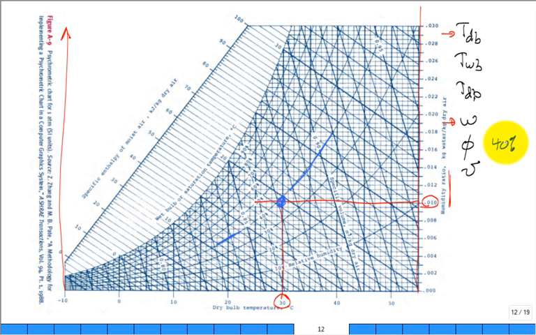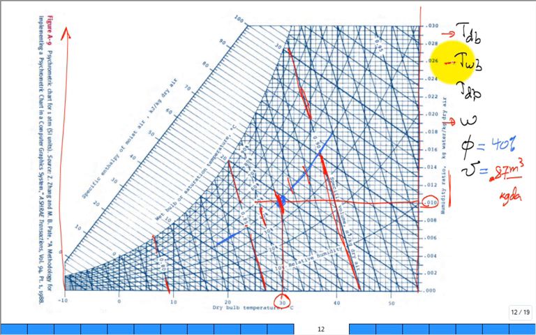Now, what's the specific volume? That may be the next easiest. Well, where are lines of constant specific volume? This is a line right here of constant specific volume, and here's one with a number, and here's another. So what can you read off for that specific volume? It's 0.87. What are the units? Meters cubed of the mixture per kilogram of the dry air. Those were the easy ones.